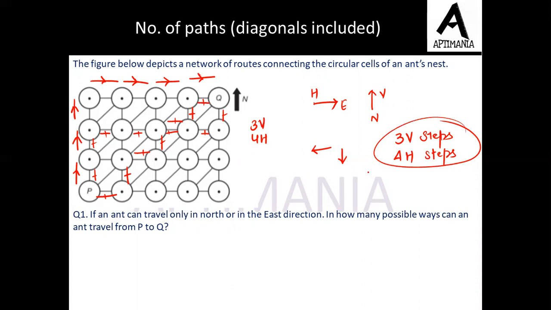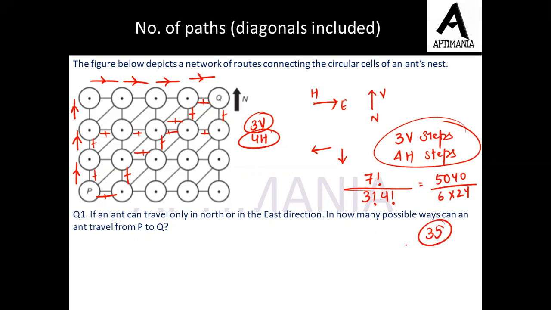So the total number of steps that we have to take is 7, which can be arranged in 7 factorial ways. But since the 3 vertical steps are identical, we'll divide them by 3 factorial. Again, the 4 horizontal steps are identical, we'll divide them by 4 factorial. So on solving, we'll get 7 factorial as 5040 divided by 3 factorial, which is 6, and 4 factorial, which is 24. If I solve this, I'll get 35 as the answer, right? So for question number 1, the total number of possible ways in which an ant can travel from P to Q is 35.